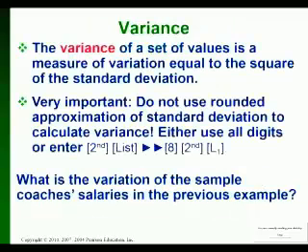The variance is just the standard deviation squared. So if the standard deviation is, say, 4, what's the variance going to be? 4 squared is 16. If the standard deviation is 4, the variance is 16. The variance is always just the square of the standard deviation.